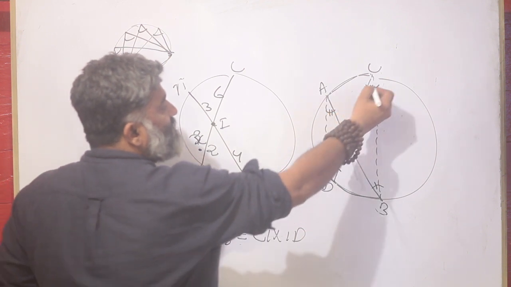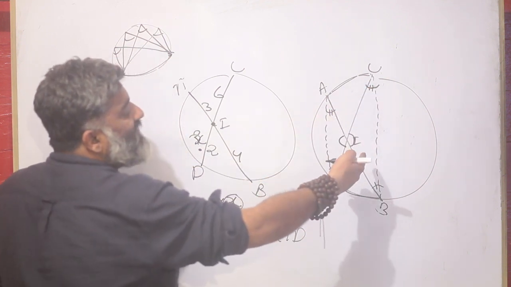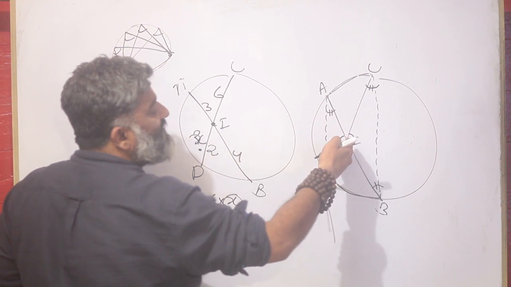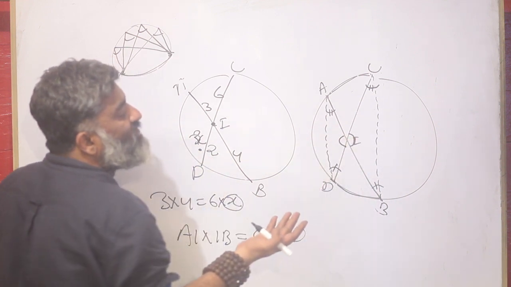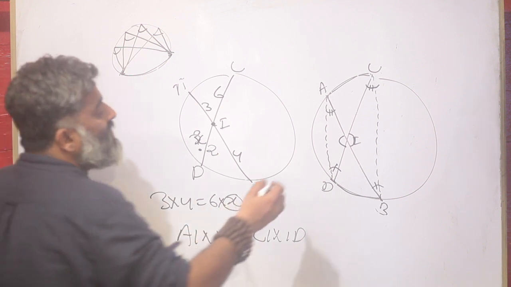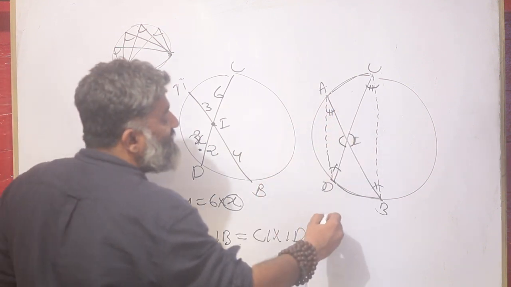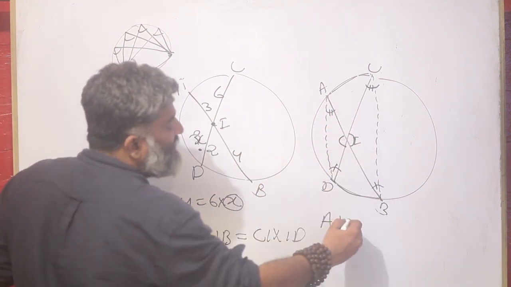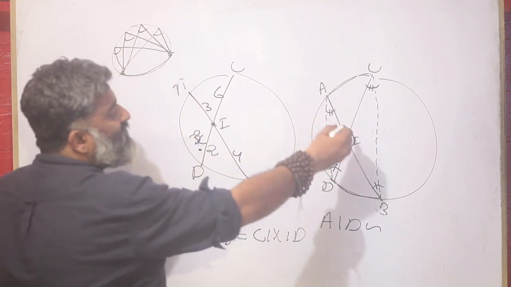So essentially what I'm getting is that in these two triangles, all three angles are equal to each other, and therefore similarity kicks in. So say I use the triangle AID, and then I map the corresponding angles.